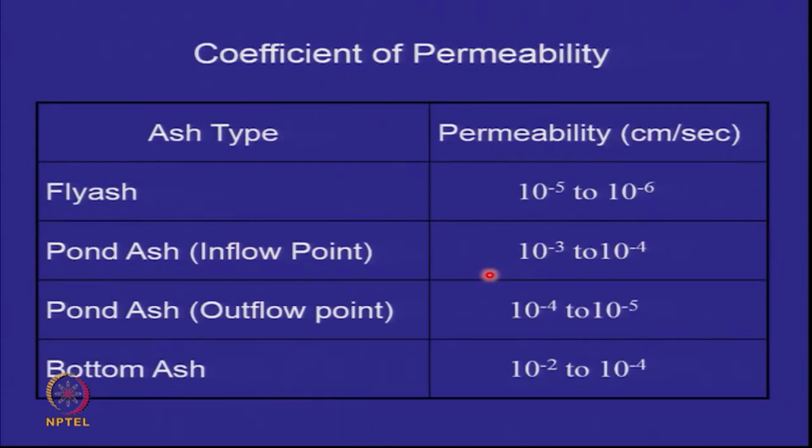And if you look at the permeability in centimeters per second, and you go down to bottom ash, this is for sand, typical range for sands, fine sands. This is pond ash at outflow point, this is pond ash at inflow point, and this is fly ash. So fly ash being the finest, do remember 10 to the power of minus 7 centimeters per second says you have clay. So we are in the range of silt, the permeability.